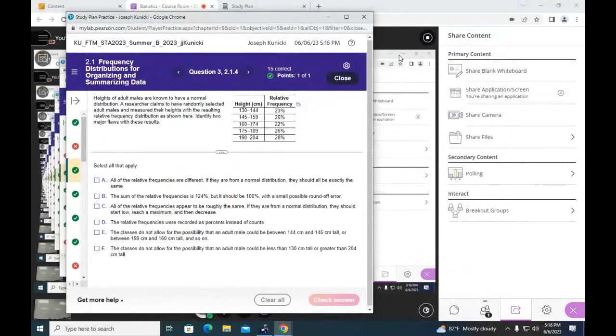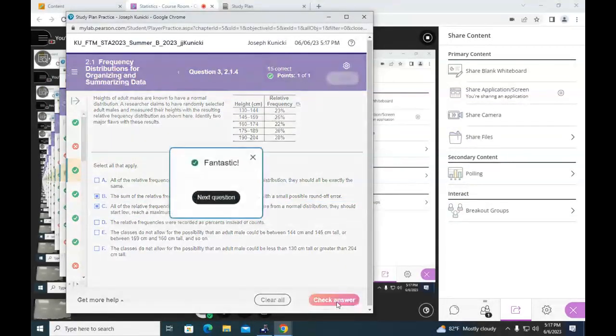we already know that the frequencies don't add up to 100, or are too far from 100, at 124. So that's wrong. The other thing is it's not bell-shaped, so it can't be a normal distribution. All the relative frequencies are roughly the same. They're all in the 20s. If they're from a normal distribution, they should start low, reach a maximum, and then decrease. They should give that bell-shaped curve. So that's what's wrong. They're not normal. Those are the two major flaws with this frequency distribution.